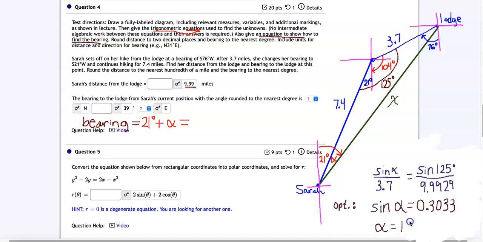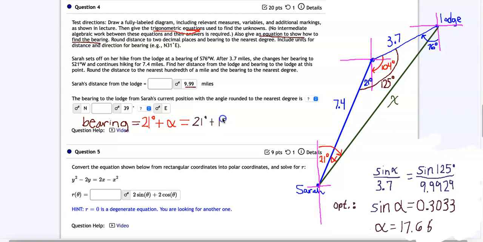So alpha then is 17.66, roughly. But we get to round to the nearest whole number here. So we're going to use alpha is equal to 18. So now we have 21 plus 18 is 39.